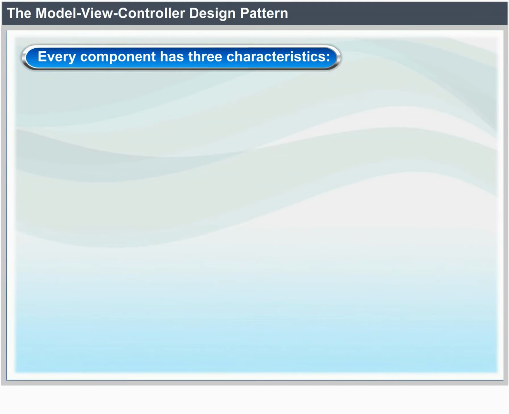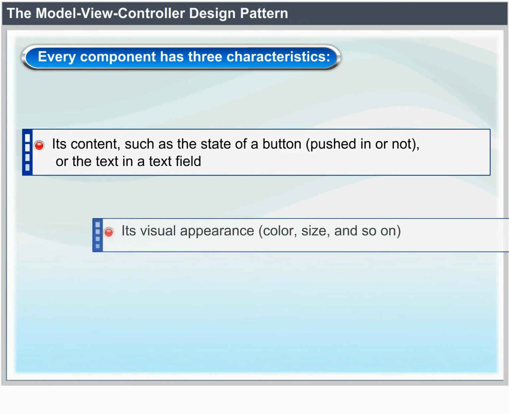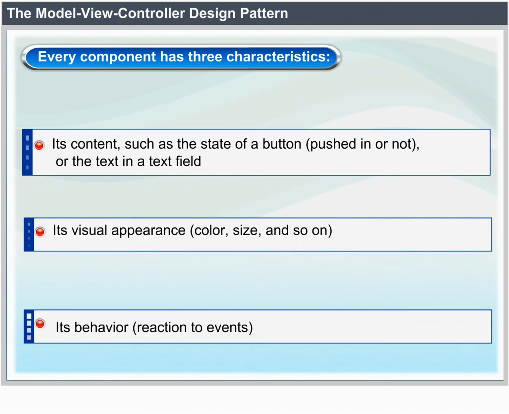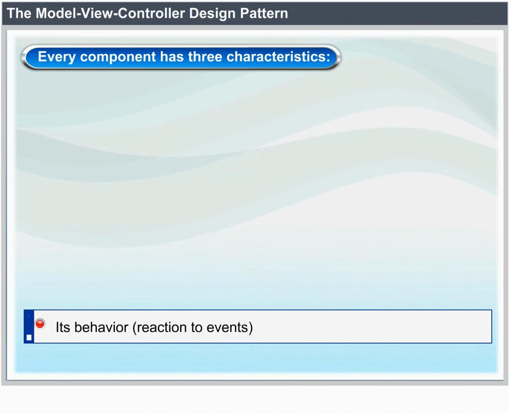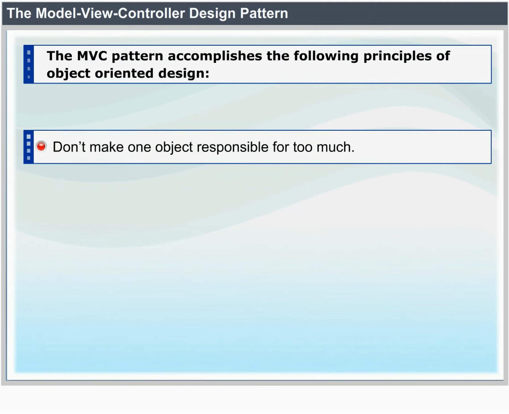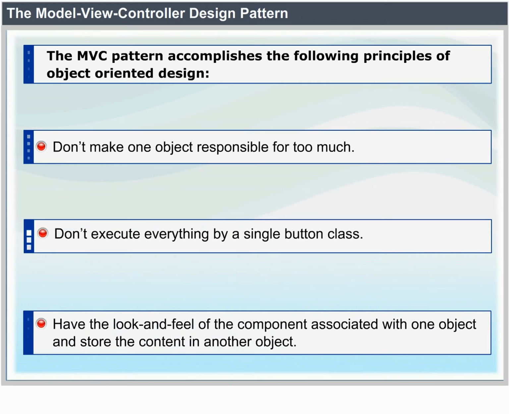Every component has three characteristics: its content, such as the state of a button, pushed in or not, or the text in a text field; its visual appearance, color, size, and so on; its behavior, reaction to events. The MVC pattern accomplishes the following principles of object-oriented design. Don't make one object responsible for too much. Don't execute everything by a single button class. Have the look and feel of the component associated with one object and store the content in another object.